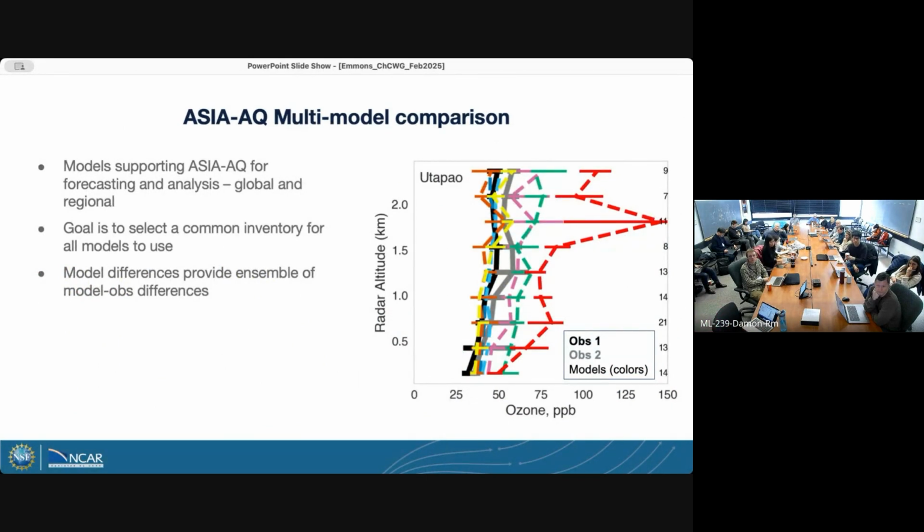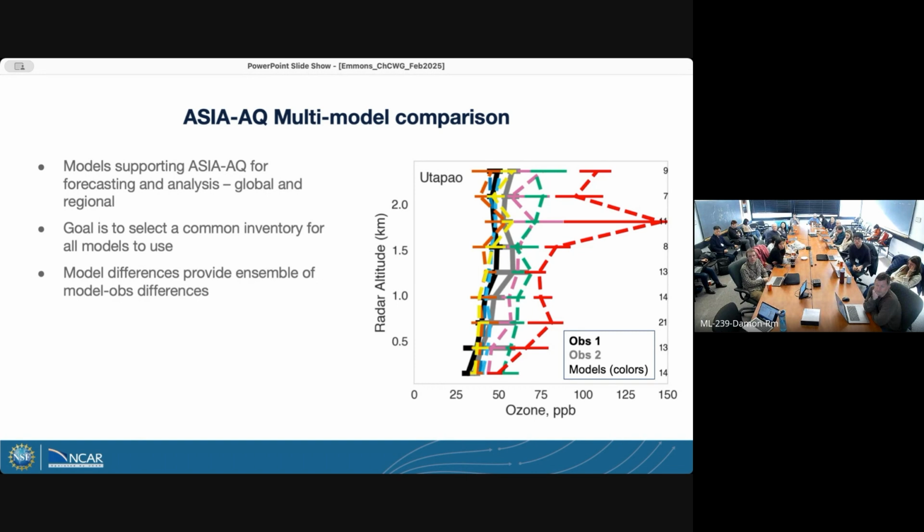Another activity as part of this whole field campaign and analysis is putting together a multi-model comparison, and Katie Travis at NASA Langley is leading this, and I'm trying to help her out. Hopefully we'll decide on one emission inventory to all use, and then from that we can get a better idea of optimizing that inventory.